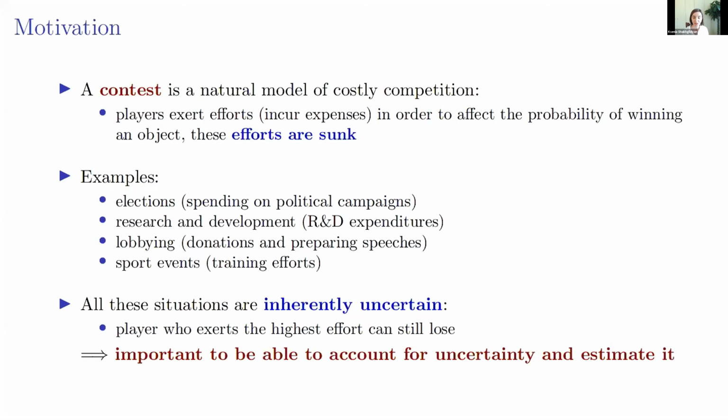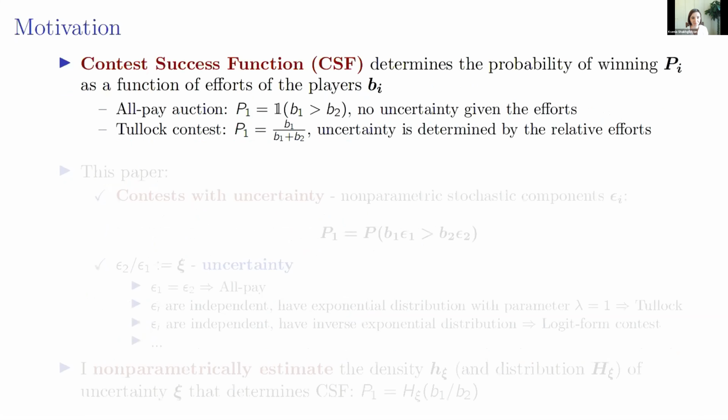All these real-world situations are inherently uncertain, meaning that the player who exerts the highest effort can still lose. For example, the candidate with the highest campaign spending can still lose the election. The company spending the most on R&D can still not get the patent. To be able to account for this uncertainty and estimate it without putting many restrictions on the model is particularly important. The econometrics of this problem, however, is complicated and not well developed. And in my paper, this is the issue I address.